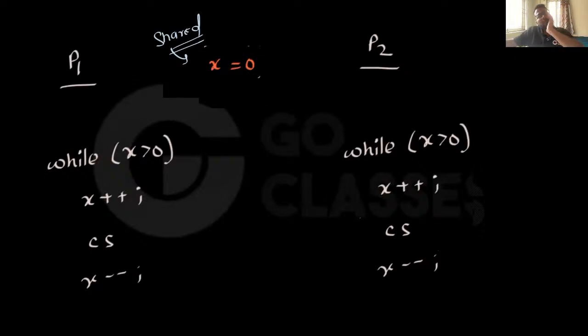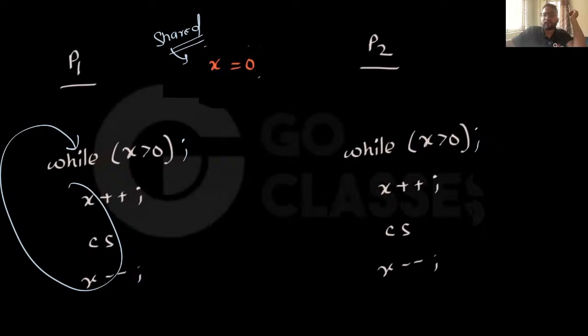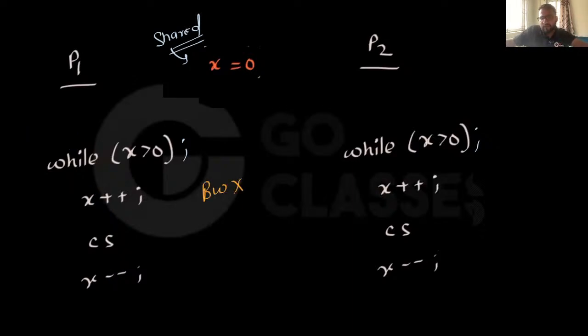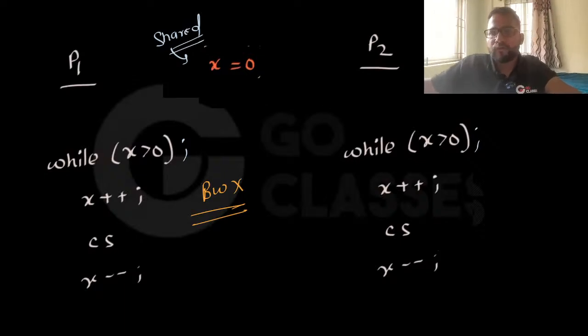Tell me, is bounded waiting satisfied here? X greater than 0, this is false, so it will go here and then it can re-enter, right? Since it can re-enter, bounded waiting is not satisfied. Definitely bounded waiting is not satisfied. Does everyone agree with me that bounded waiting is not satisfied in this case? Let me know if there is an issue.